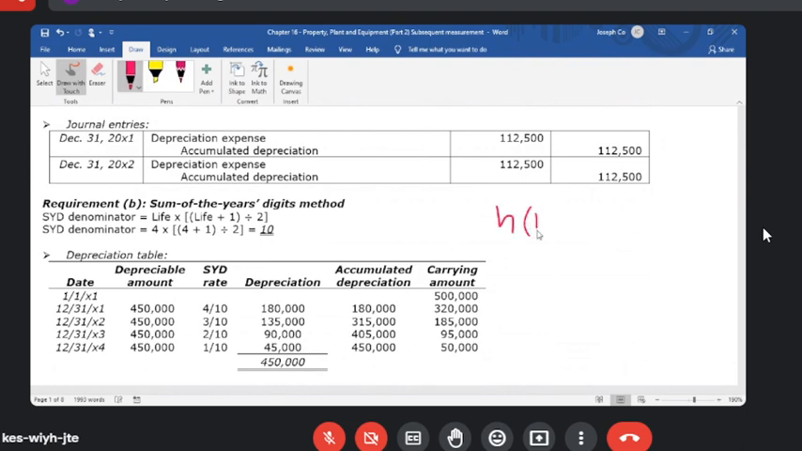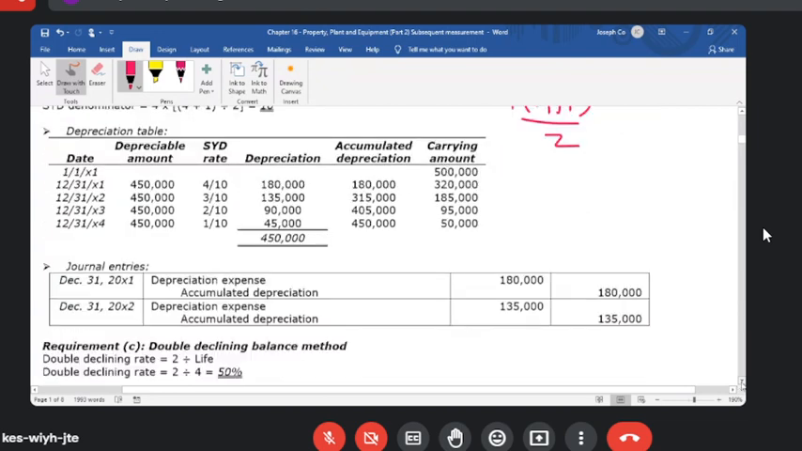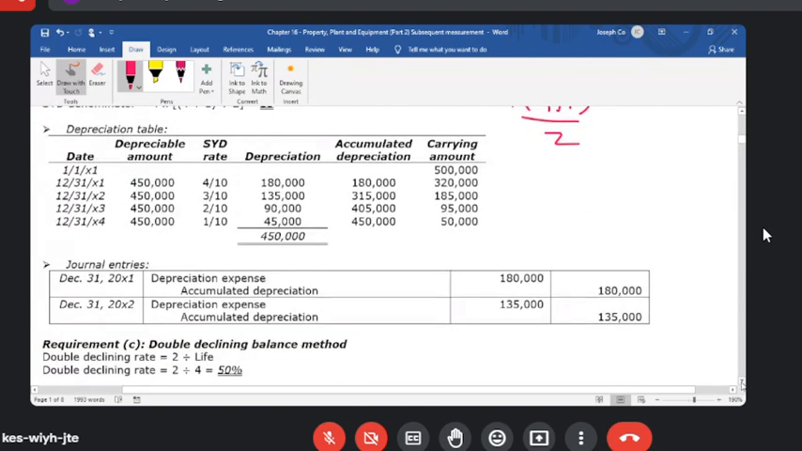While under SYD, where N is the useful life, the sum is N times N plus 1 over 2, and that is equal to 10. So 4 over 10, 3 over 10, 2 over 10, 1 over 10, multiplied by the depreciable cost, which is historical cost minus salvage value. Depreciation is 180, 135, 90, and 45. Under SYD, every year the depreciation expense is decreasing. We debit depreciation and credit accumulated depreciation 180,000, and then debit depreciation and credit accumulated depreciation 135,000.